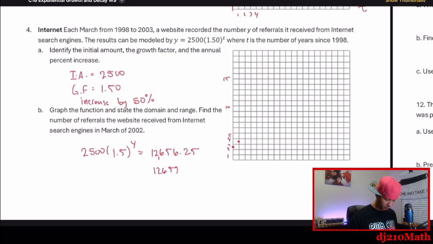And then at 2, a little bit more than 5. 3, a little bit more than 8. And then at 4, a little bit more than 12. So it's going to look similar to this. Okay.